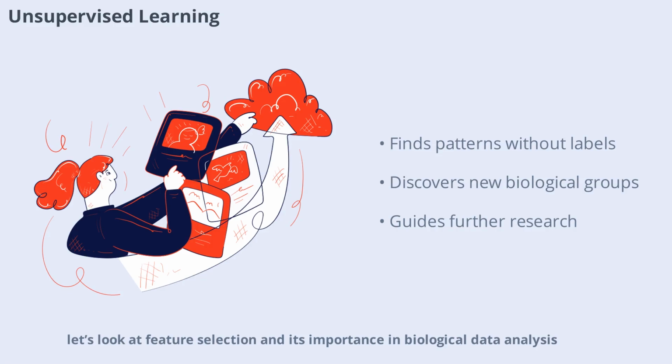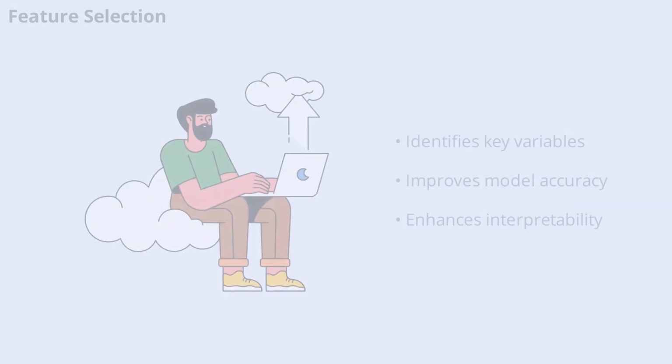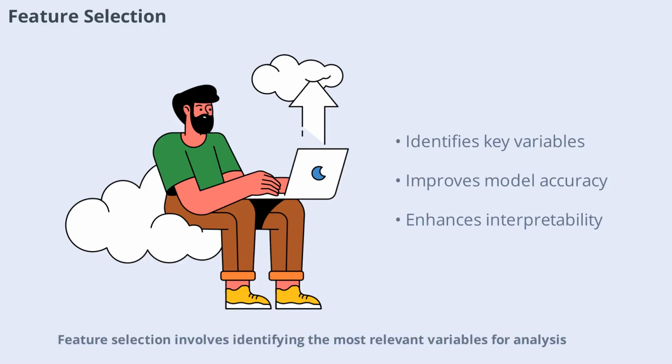Next, let's look at feature selection and its importance in biological data analysis. Feature selection involves identifying the most relevant variables for analysis. In biological datasets, many features may be irrelevant or redundant, which can hinder model performance. Techniques like recursive feature elimination and lasso regression help select important genes or biomarkers. Effective feature selection improves model accuracy and interpretability, making it easier to draw meaningful conclusions.